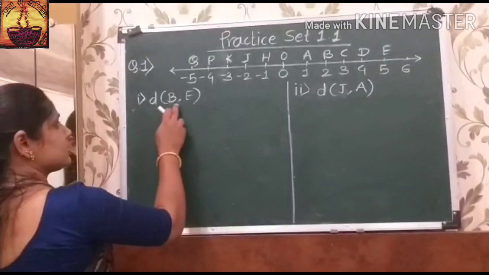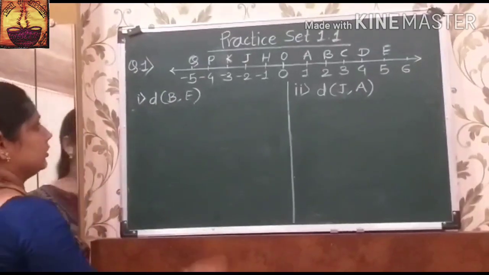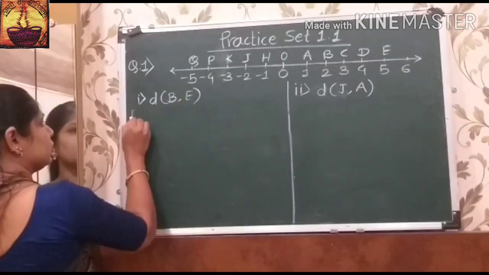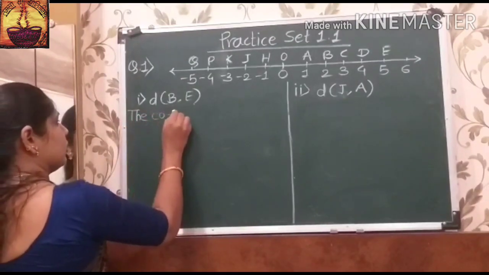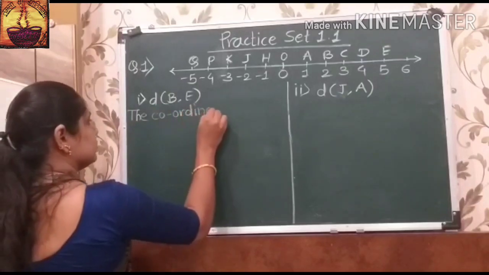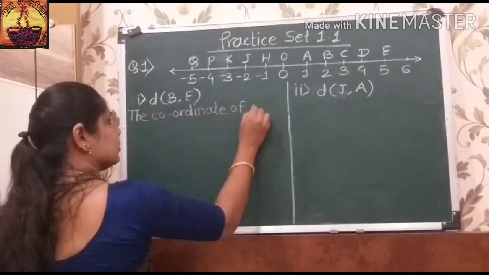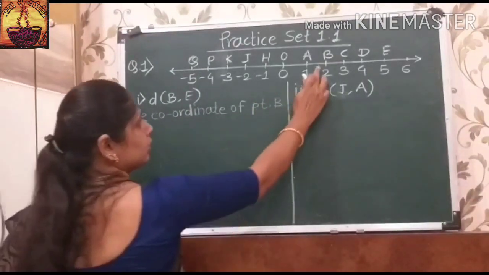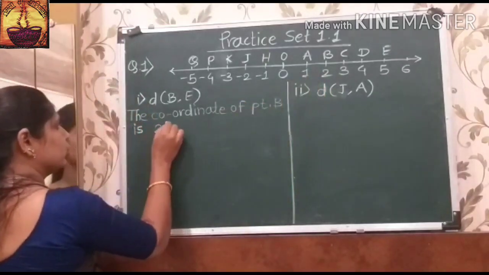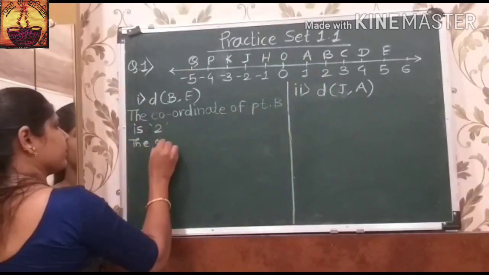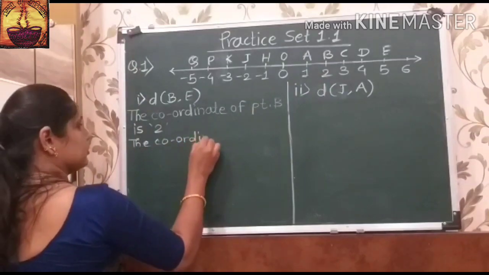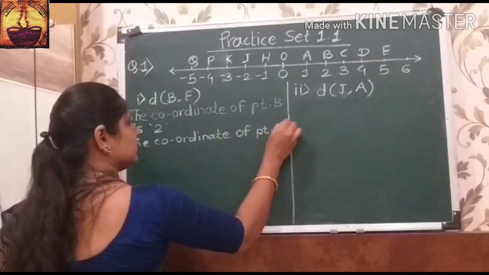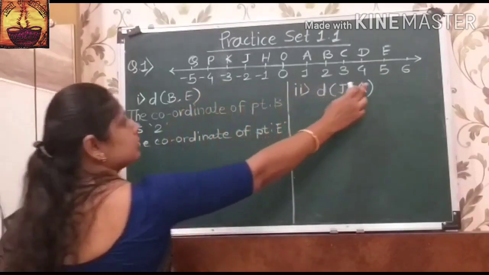For finding the distance BE, we have to know the coordinate of point B and the coordinate of point E. Therefore, write here: coordinate of point B is 2 and coordinate of point E is 5.